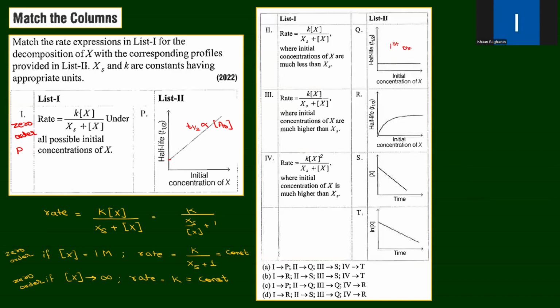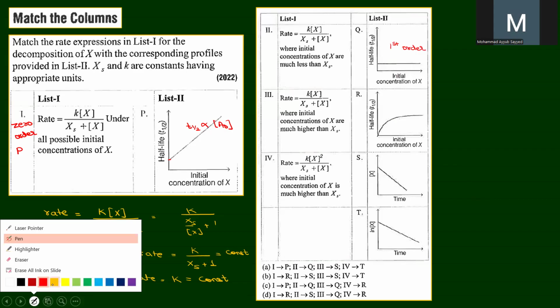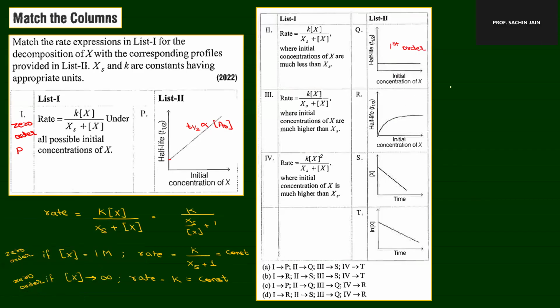First order. Half life is increasing with the initial concentration exponentially. Half order. Tell me, what was half life related with the concentration as? Inversely proportional to a naught raised to n minus 1.